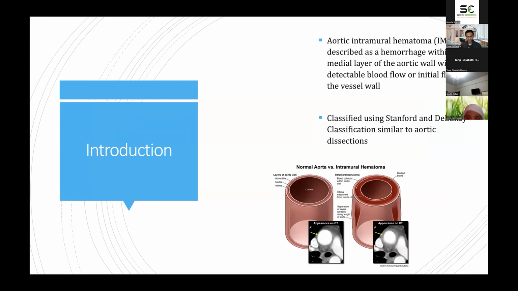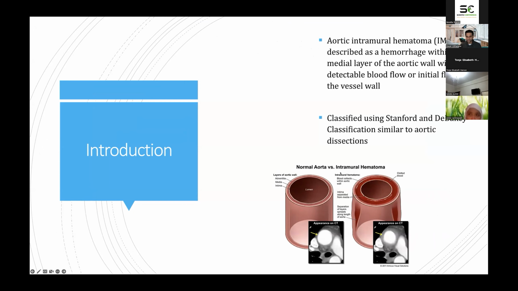Now, what exactly does that mean? You can see on the diagram at the bottom of the screen that on the left-hand side we have a healthy aortic blood vessel with the lumen in the center and the three walls, which are the tunica adventitia, tunica media, and the tunica intima.